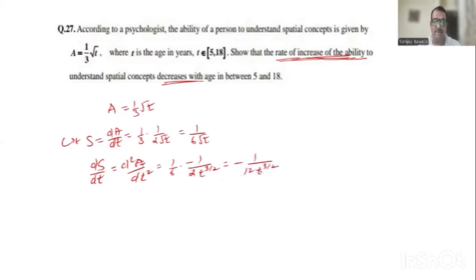Now whatever is the value of t between 5 and 18, ds by dt is less than 0. Since the first derivative of s is negative, it means the function is decreasing. So therefore the rate of increase in ability decreases with the age in 5 to 18. We can justify that. So it is true for all t between 5 and 18. I hope this question is very clear, but you need to understand this term carefully: rate of increase of ability decreases with age.